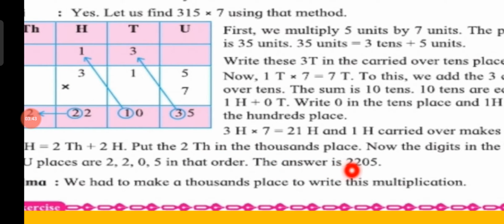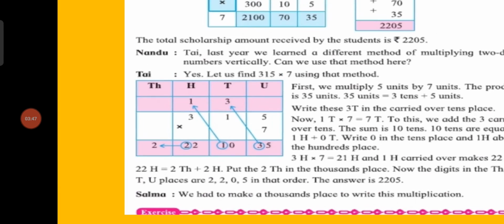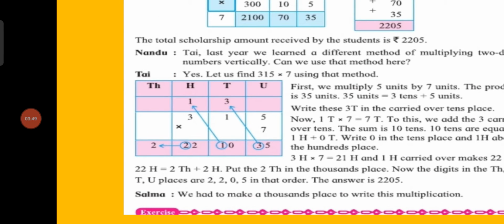The answer is 2205. Salma: We had to make a thousands place to write this multiplication. So here the table is drawn: Unit, tens, hundred, thousand.